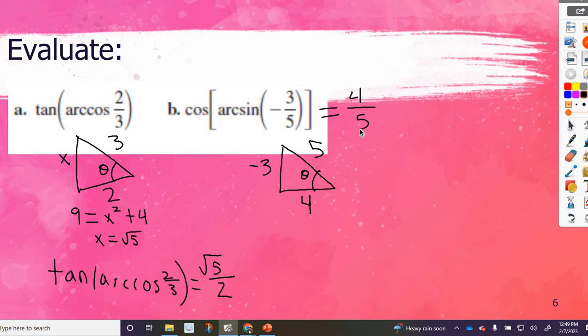So just because we're mixing and matching this, we still just go back to, as long as you can draw a triangle and remember your trig ratios. So we do have to remember which one goes with which: which one's opposite over hypotenuse, which one's adjacent over hypotenuse, which one is opposite over adjacent. And it doesn't matter which ones you mix and match.